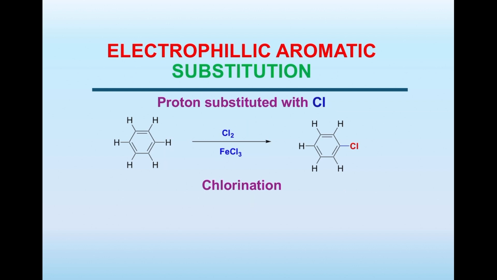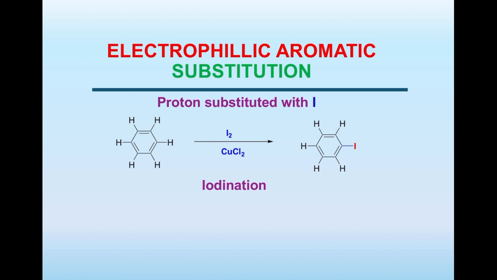In this reaction, the proton has been substituted with a chlorine here, and that's because you form a chloronium ion intermediate by the reaction between chlorine and iron trichloride. That reaction is called chlorination.